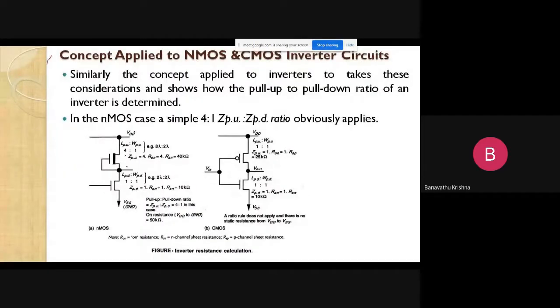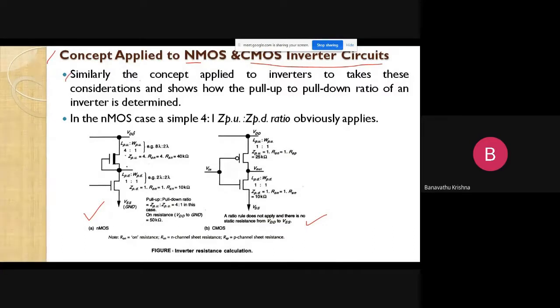Next, such a concept is applied to NMOS and CMOS inverter circuits. These are the circuits here: this is the NMOS inverter and this is the CMOS inverter. Now I want to calculate the resistance of these transistors, the total resistance of this particular inverter circuit. So first, let us see.